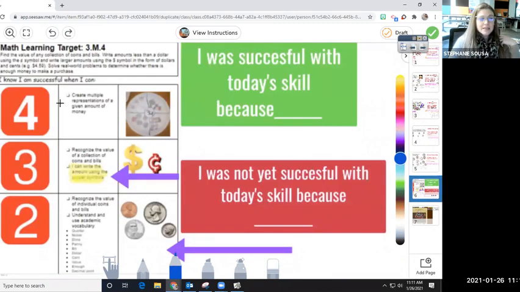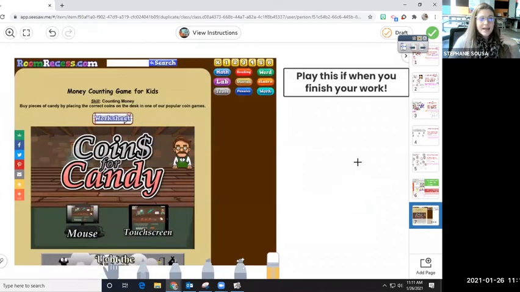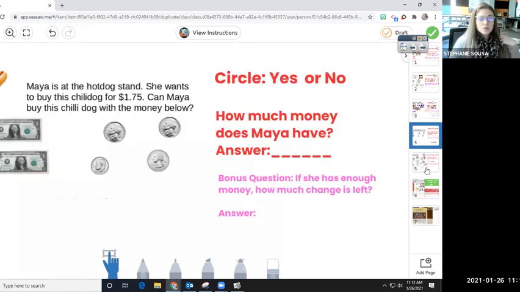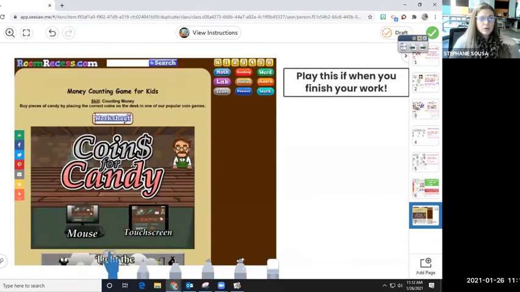On slide 6, this is your success criteria. How do you know that you were successful with this goal? Okay, you're going to explain with math vocabulary. On slide 7, there is a game for you to play. Notice what it says. When you finish your work. So you are not going to play this game before you finish your work, okay? So slides 4 and 5 and 6, and then when you're done, you're going to be purchasing some candy, and you can click on that link to play the game, okay?